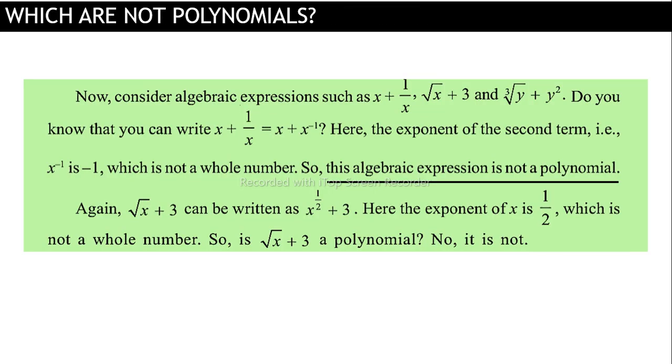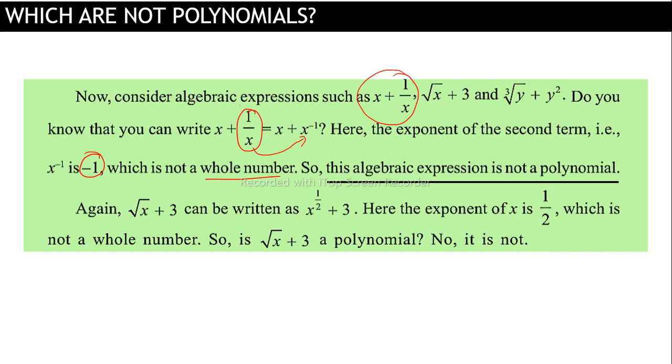Now let's see which are not polynomials. Which algebraic expressions are not polynomials? What is the condition for that? Now consider the algebraic expressions x plus 1 by x, root x plus 3, and cube root of y plus y square, and so on. So we know that 1 by x is nothing but x to the power of minus 1. Here the exponent of the second term is minus 1, which is not a whole number. So this algebraic expression is not a polynomial.